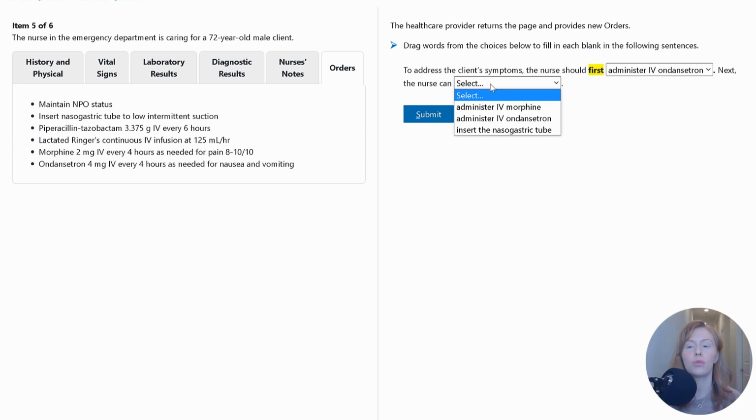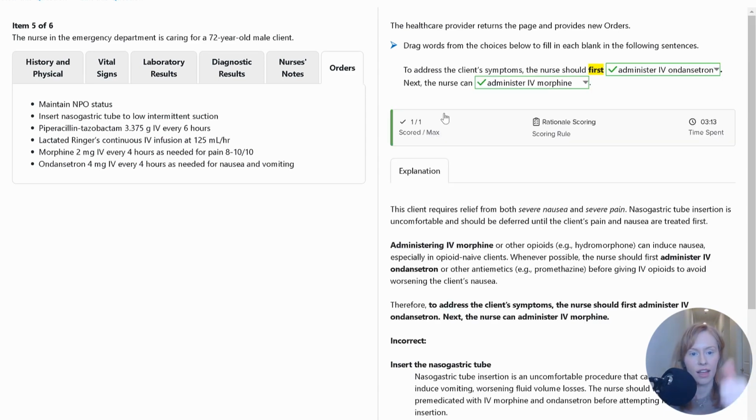And it's also a really uncomfortable procedure. This is going to make him gag. If we hadn't given the Zofran first, it might even precipitate more vomiting. And it's a painful procedure that, because I have the option to give Zofran, let that start treating his nausea, there's less urgency to get the NG tube in, and I can pre-medicate him with morphine for this procedure. So I'm relieving his nausea, I'm relieving his pain. And yes, we're correct.